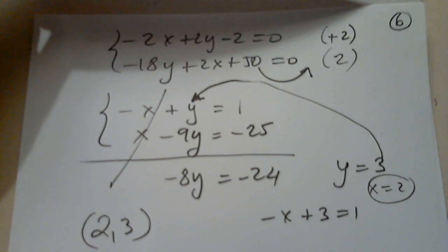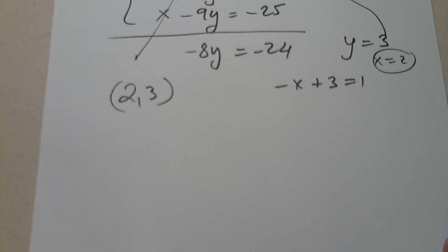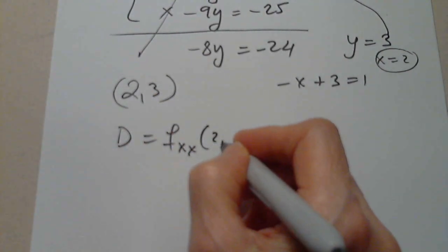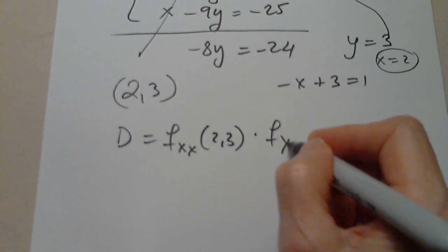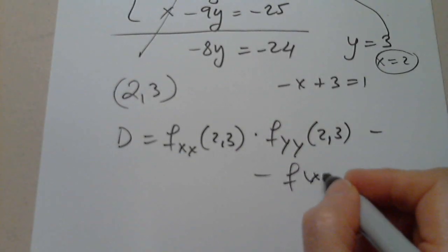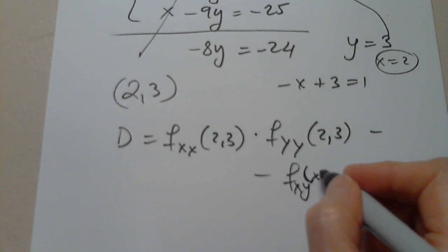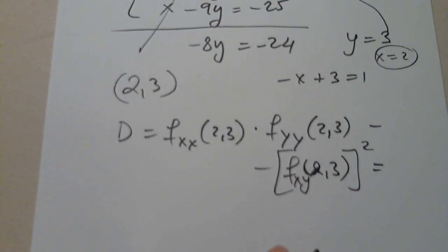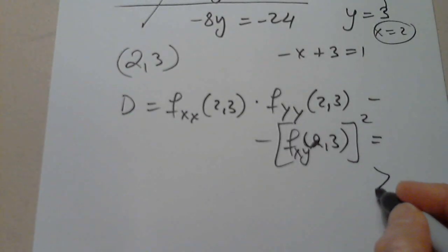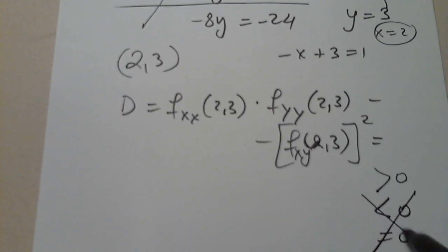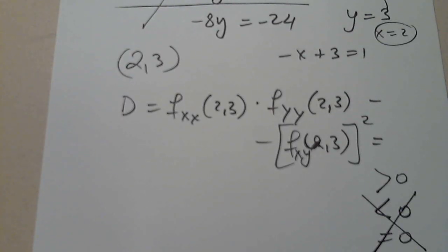All I need to determine now is the D test, or the D number if you want to call it D. fxx at (2, 3) multiplied by fyy at (2, 3) minus the fxy at (2, 3) squared. And you know that this can be positive, it can be negative, or it can be 0. We are only interested in when it's positive.